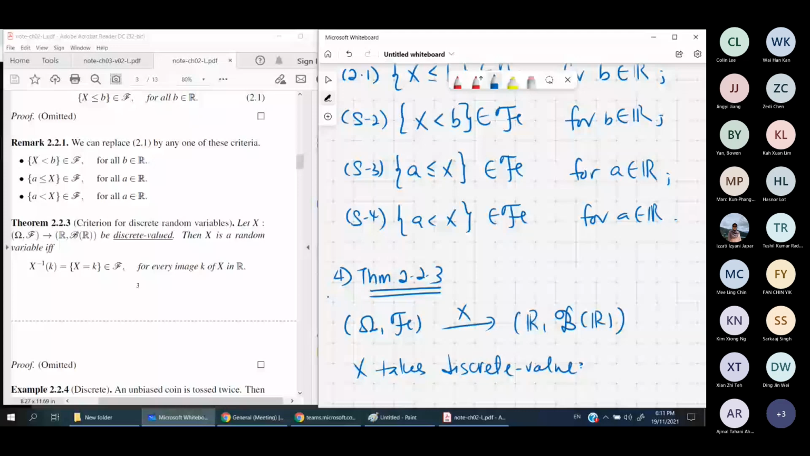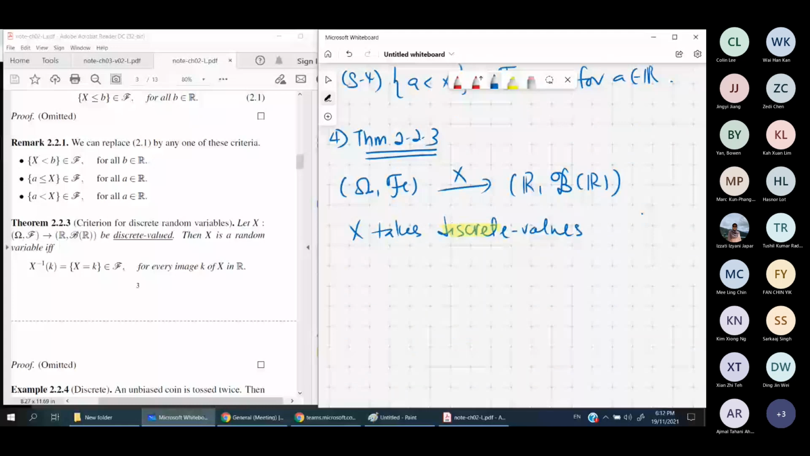So when we know it takes discrete values, we have a much easier way to check whether this is a random variable or not. X is a random variable provided that {X = k} is an event for all images k of X. That's the same.